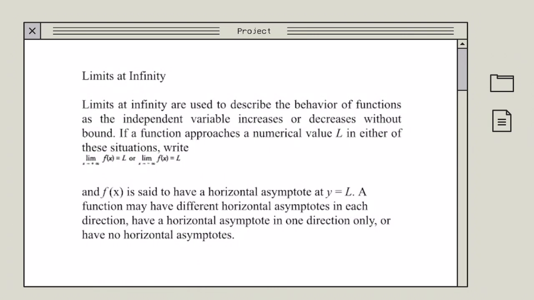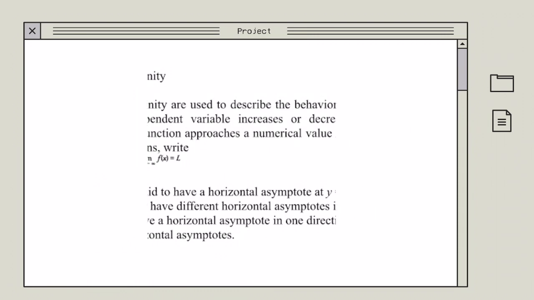A function may have different horizontal asymptotes in each direction, have a horizontal asymptote in one direction only, or have no horizontal asymptotes. So now here are the examples of limits at infinity.